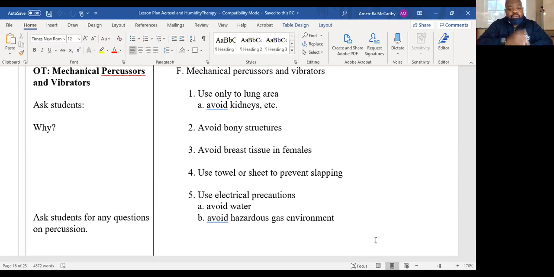All right. You use a towel or a sheet to prevent the slapping sound, and we use electrical precautions as well. So if you do have a manual percussor, or mechanical percussor or vibrator, if it uses electricity, then you use common sense as you would with anything else that's electrical. Don't use it around water. Don't, with patients in the shower, stand at the shower door with a percussor plugged in, talking about, oh, I need to get this percussor right quick, right? Of course not. If they're taking a bed bath and there's water in the bed with them, then you wait, right? You do that at a different time.